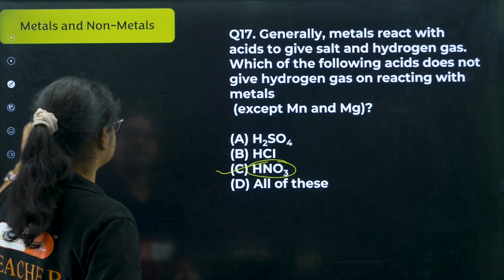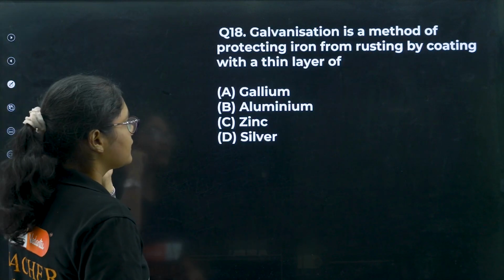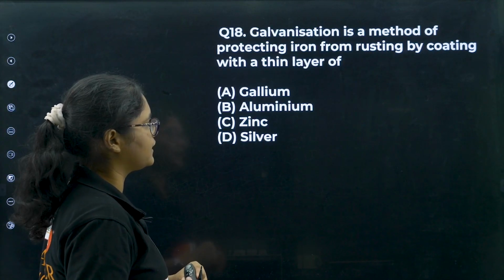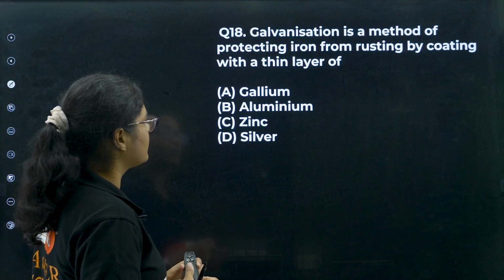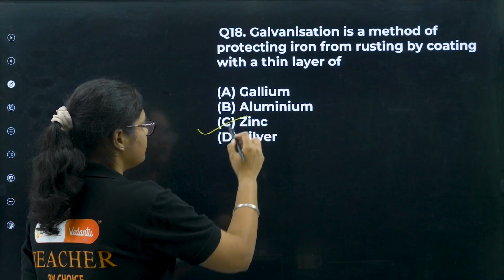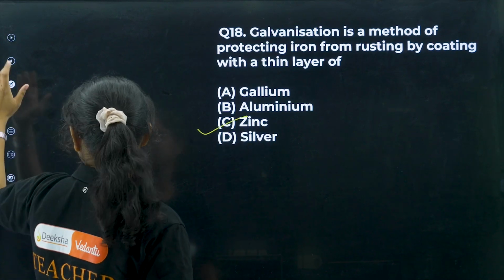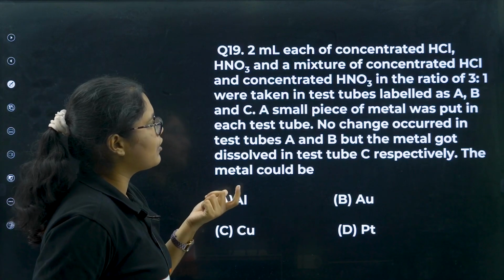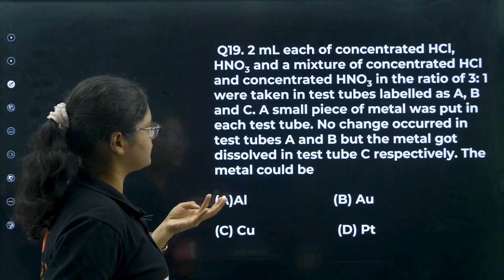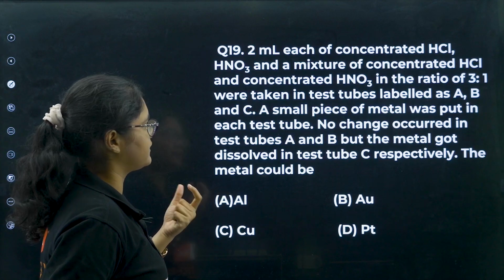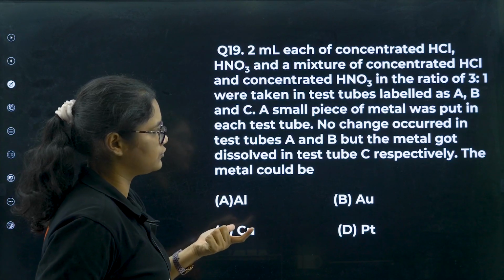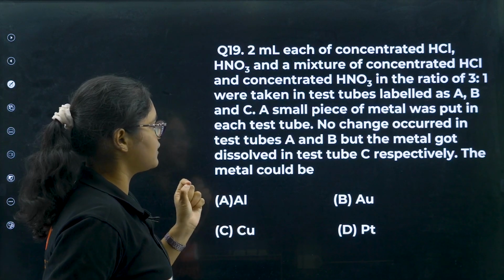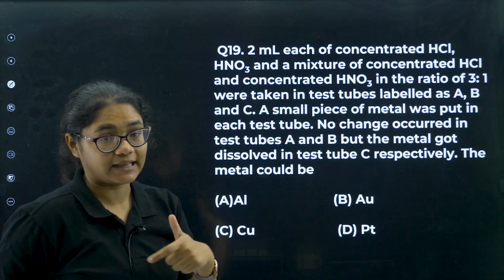Next is question number 18. Galvanization is a method of protecting iron from rusting by coating it with a thin layer of zinc, right? Galvanization is protection by using zinc. Next, 19th: 2 ml each of concentrated HCl, HNO3 and a mixture of concentrated HCl and concentrated HNO3 in the ratio of 3:1 were taken in the test tubes labeled as A, B and C.